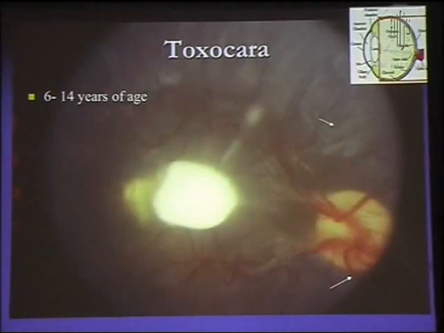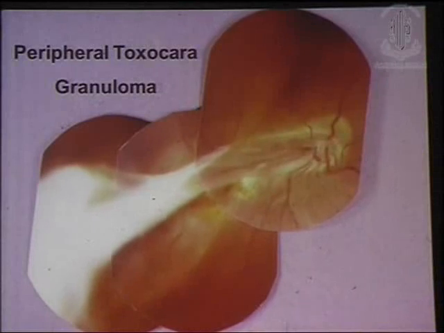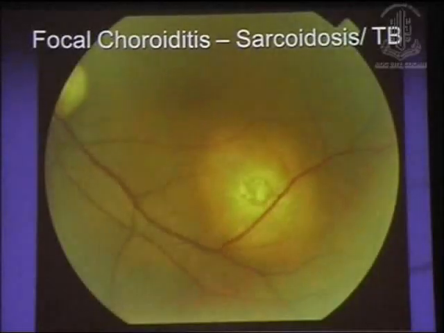Then we have children with, classic, this is posterior pole toxocara, and this is a peripheral toxocara granuloma. There's nothing much that we need to do except short courses of oral steroids in case of significant vitritis. Then if the posterior pole structural issues can be treated with vitreoretinal surgery, then we need to go ahead with the treatment. Now, this was a patient with focal choroiditis.